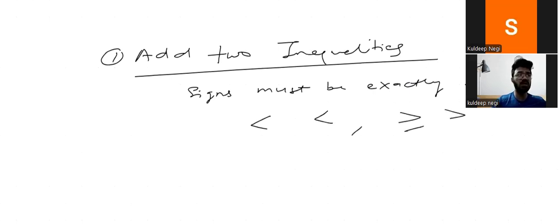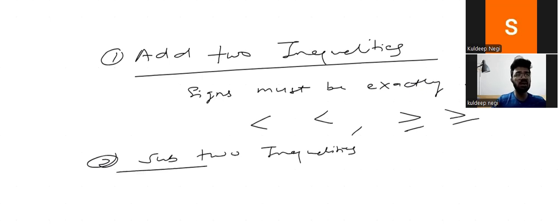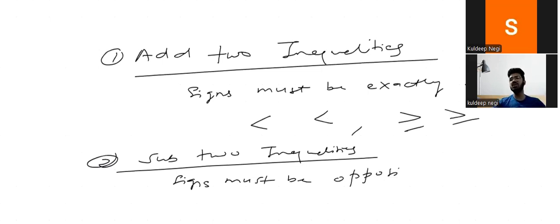And in case of subtraction, if you want to subtract two inequalities, then the signs must be opposite. If this is the sign in the first inequality, the opposite sign must be in the second inequality. So those were the quick concepts related to inequalities. For the rest of the concepts, you can refer to your notes.